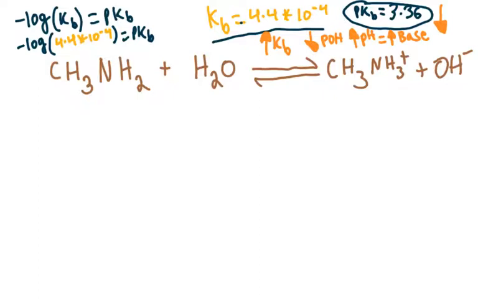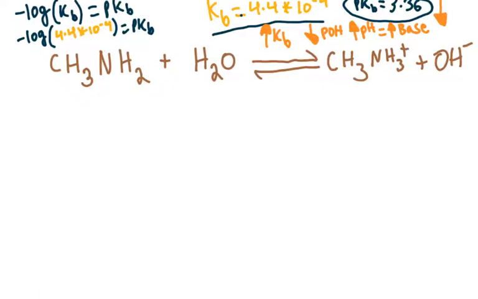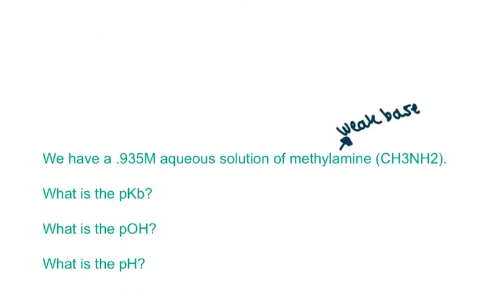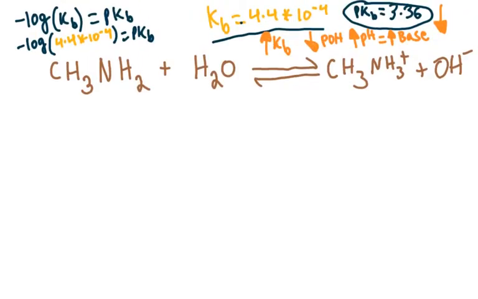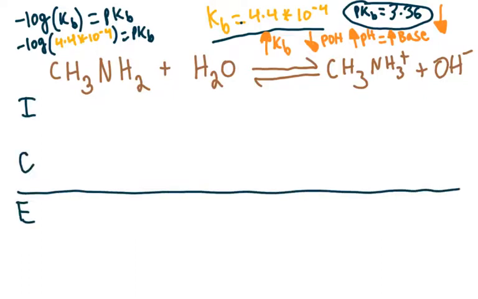Now, let's work towards solving our part B question. Let's write the answer down to part A. So the pKb for methylamine is about 3.36. All right, that's awesome. Now, let's work on finding out what is the pOH of our 0.935 molar aqueous solution of methylamine. So let's write down our ice table. We have our initial, change, equilibrium. Let's separate our equilibrium out.